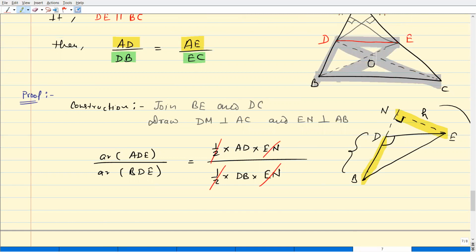Now base, you can call any one of them as base. If you want to call, they both have the same base, BC. DE will be the same base over here actually. DE is the same base and they lie between the same parallel lines. Okay.